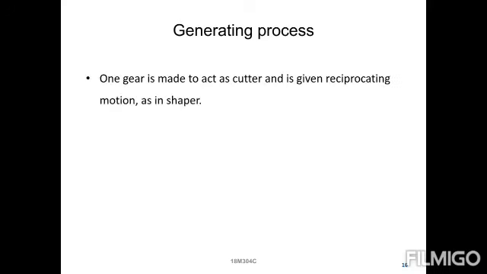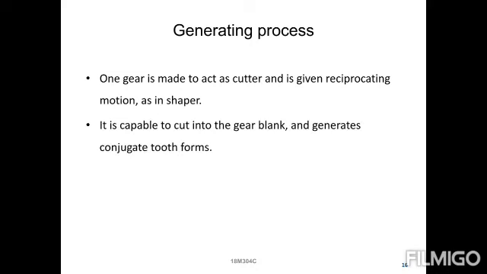We can observe this in the figure of the generating process. One gear is made to act as a cutter and is given a reciprocating motion in a shaping machine. It revolves continuously through 360 degrees, and the other one is the blank. The cutter is capable of cutting into the gear blank and generating the conjugate tooth form.